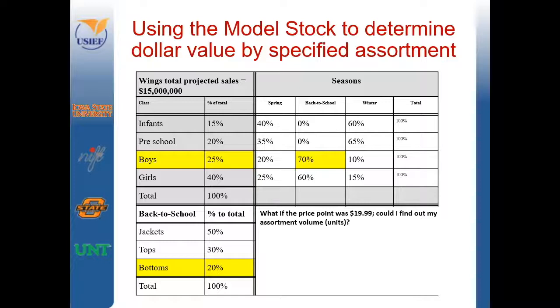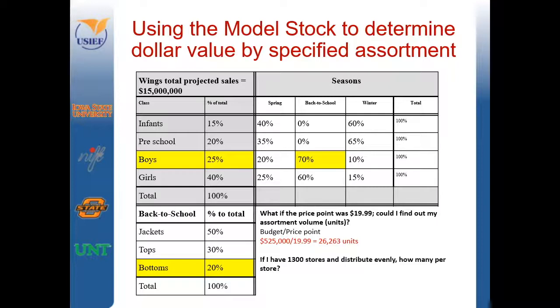So what if the assortment price point was on average $19.99? Could I find my assortment volume in units? What you would do then is you would take your $525,000 budget that you had for boys' back to school bottoms and you would divide it by your average price point of $19.99 to find that you could buy 26,263 units. Now, if you do this calculation, you will find that there is a decimal. But of course, you can't buy a portion of a unit, so when you're calculating units, you're always going to round to the nearest unit.